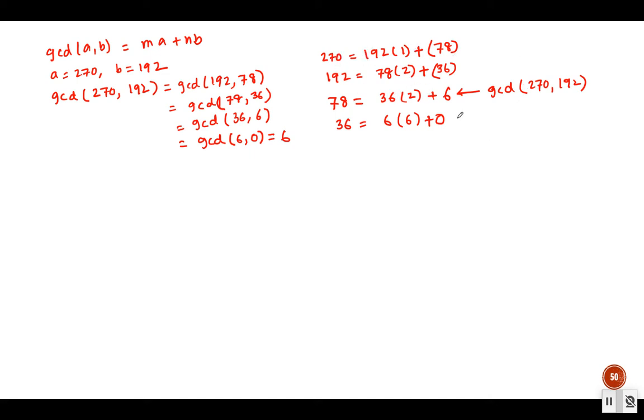As we said, when we find that r equals 0, we can stop, and we know that in our last step the remainder r is our GCD. So from here we can say that this value 6 is our GCD. This value 6 is our GCD of 270 and 192.